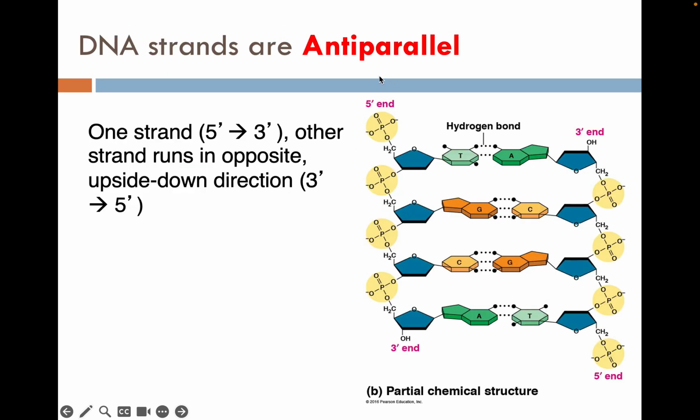DNA strands are anti-parallel. That means one strand runs from a 5' to a 3' end, and the other strand runs in the opposite direction, upside down. So we got 5' to 3', up and down. They're numbered by where the phosphate attaches, which carbon it attaches to. So 5' to 3', and then the other one goes 3' to 5'. But see how it's upside down? And the way I check that is I look to see where these oxygens are. The oxygens are on top of the deoxyribose sugars on the 5' to 3' side, but on the 3' to 5', they're on the bottom. And we call this anti-parallel.